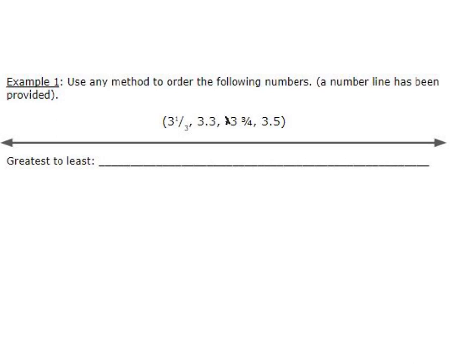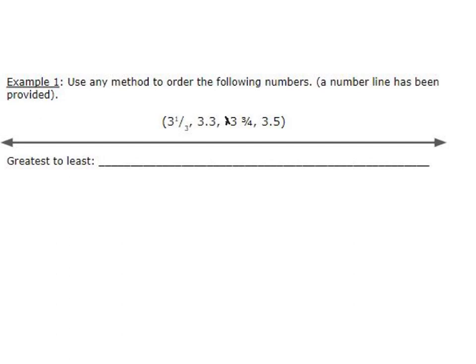So let's go ahead and look at this. It says, use any method to order the following numbers. A number line has been provided. So basically, the number line is provided if you know how to use it. We could use it anyway, so here's the first one. So you have 3 1/3.